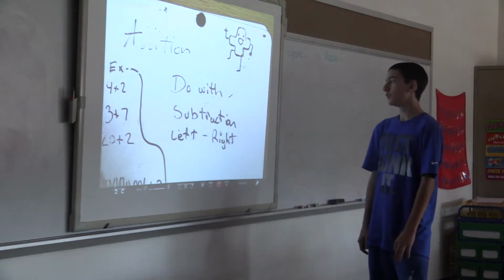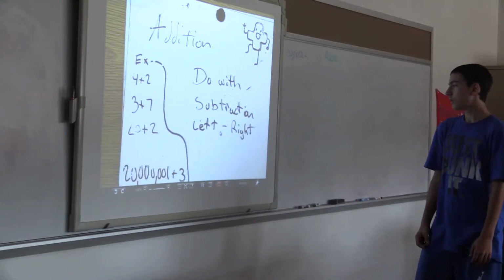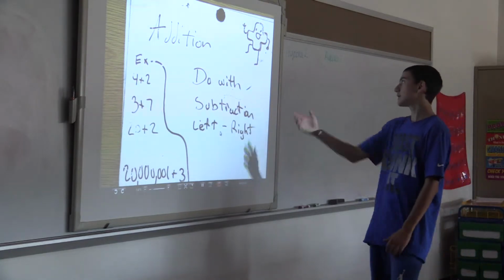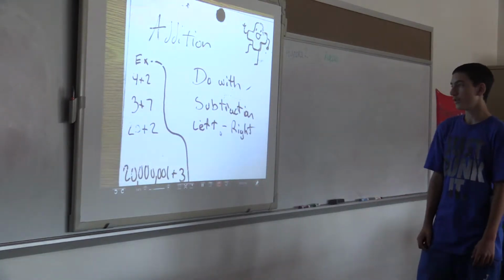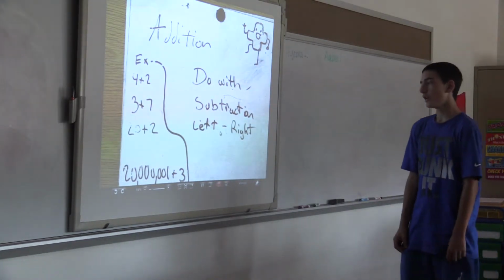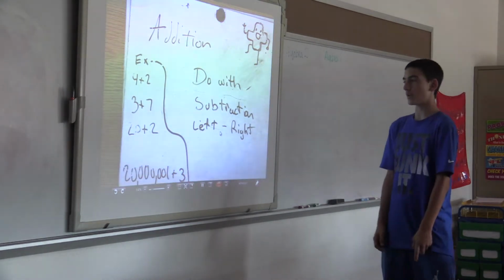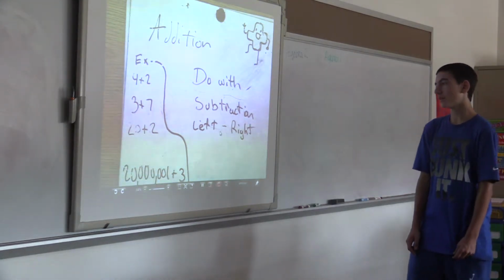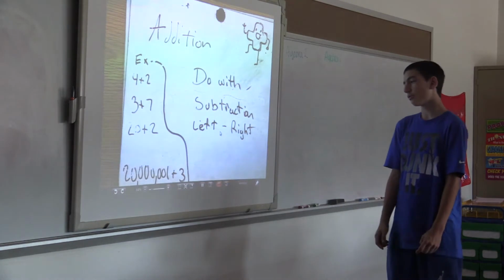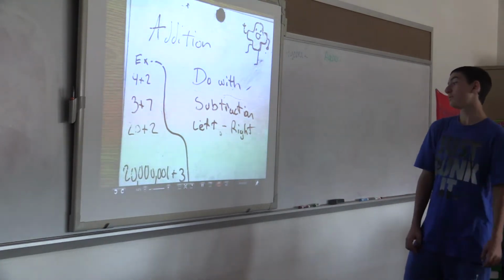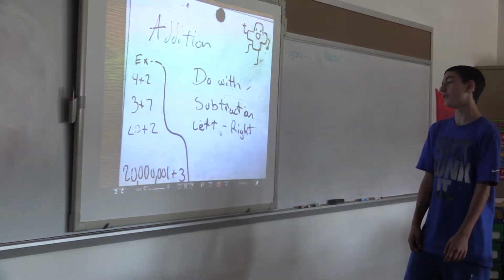Addition. Do it with subtraction, left to right. There's really one sign for addition. Example: 4 plus 2 equals 6, 3 plus 7 equals 10, 20 million and 1 plus 3 equals 20 million and 4.